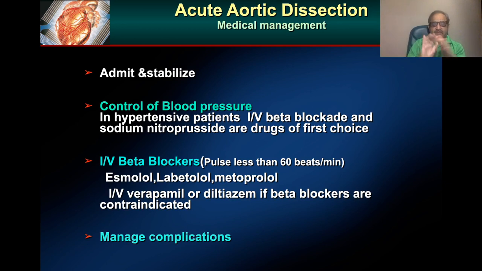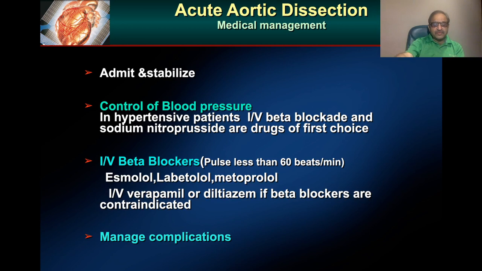If the blood pressure is not controlled, you can combine IV nitroprusside with beta blockers, but if you give nitroprusside alone, it will cause tachycardia and will put further stress on the wall of the aorta. So first beta blockers or verapamil, and then sodium nitroprusside.